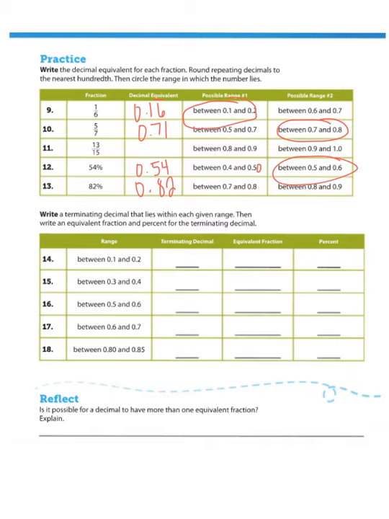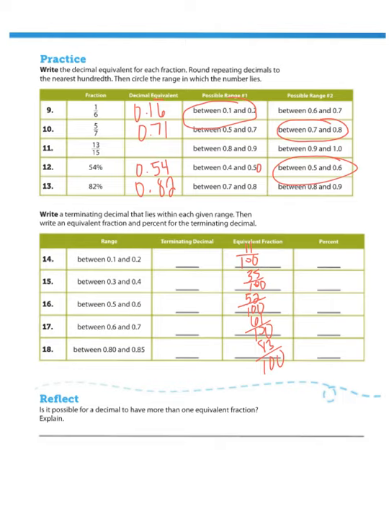On number 14, my fraction here is going to be 11 over 100. On 15, this is going to be 35 over 100. Number 16 is going to be 52 over 100. Number 17 is going to be 61 over 100. And number 18 is going to be 83 over 100. Okay, now you have to do the decimal and the percent.